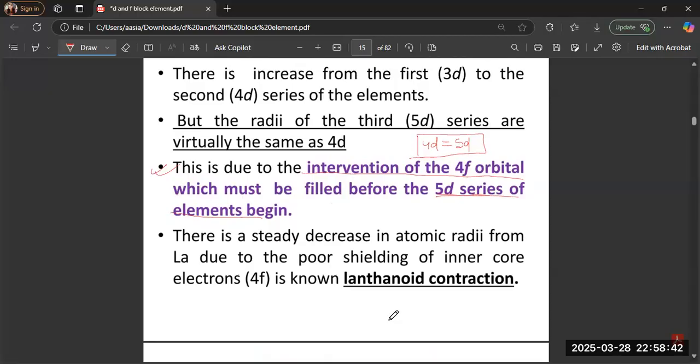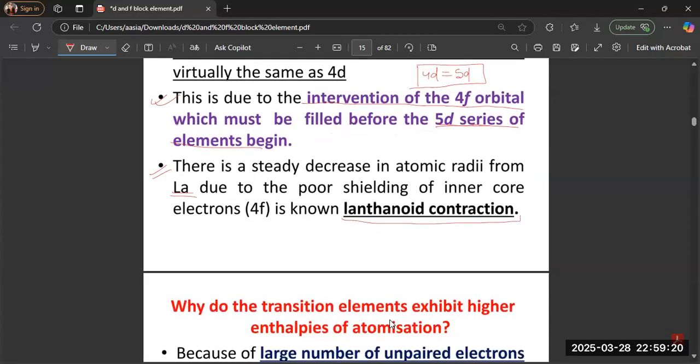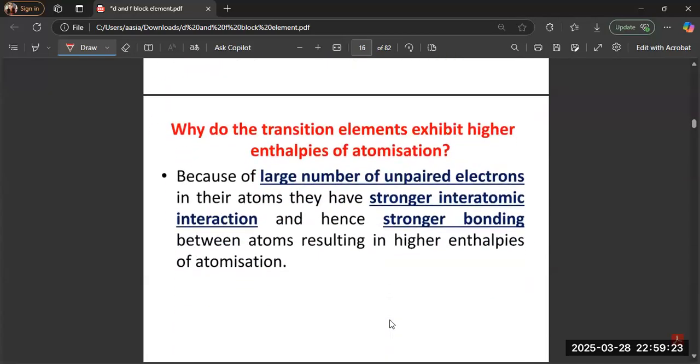Now see, what is lanthanoid contraction? In the lanthanoids also we have 4f orbitals, 4f elements. We know that there is a steady decrease in atomic radii from lanthanum. Why? Due to the poor shielding of inner core electrons. The atomic radii contract and decrease due to the poor shielding effect of the inner core 4f electrons. And this is known as lanthanoid contraction.